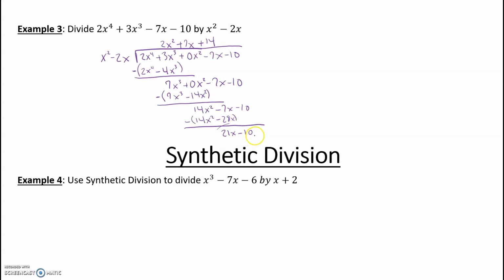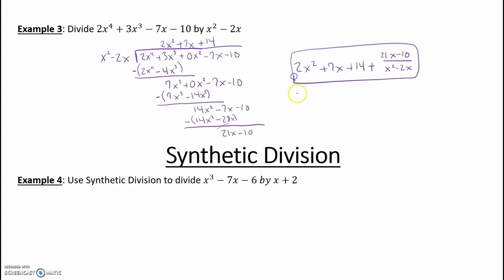So our remainder looks a little different, but it is still a remainder. So our final answer, we have 2x squared plus 7x plus 14 plus 21x minus 10 over that x squared minus 2x. And we're done. So long division takes some time, takes some patience, but not too bad. It's just a process. You have to follow the same steps over and over again until you finish.